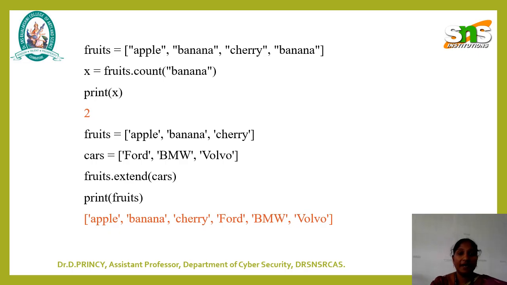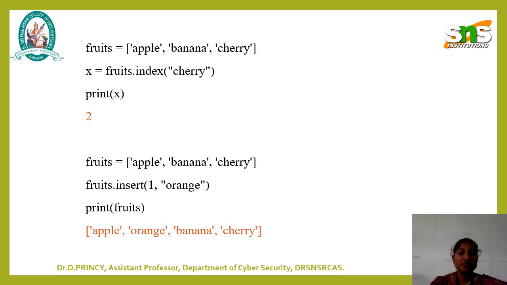fruits.count(banana). So banana count is 2. fruits.extend(cars), I am extending with the values of cars. Already fruits have apple, banana, cherry. I am extending with the cars values. So the resultant array has apple, banana, cherry, Ford, BMW and Volvo. fruits.index(cherry) returns the index of cherry. It is the third element, the index is 2. fruits.insert(1, orange). In the specified position 1, the orange will be inserted. So the resultant array is apple, orange, banana, cherry. The other elements will be shifted to the next positions.